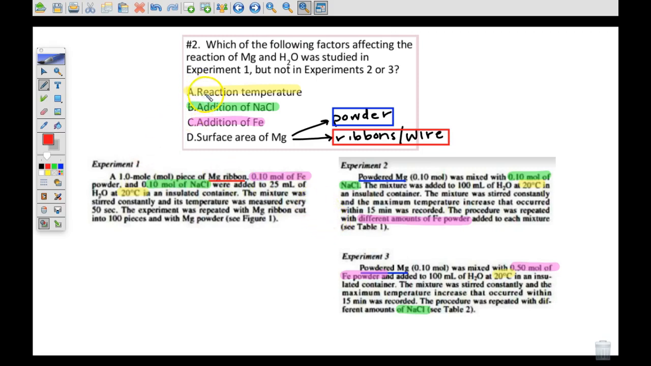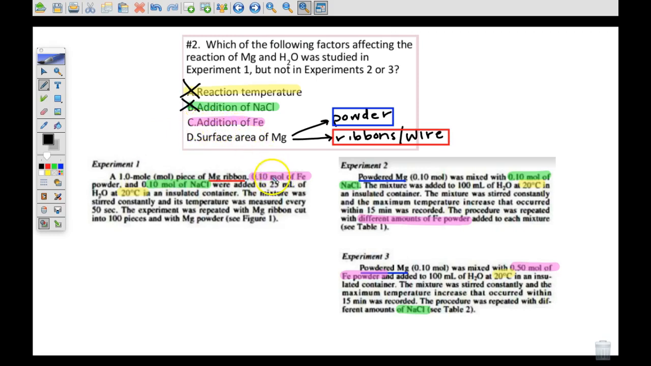So our first option is reaction temperature. So I went ahead and color-coded the potential responses here. So reaction temperature, but in all 3 experiments, the reactions are done at 20 degrees Celsius. So A is out as an answer. B, the addition of sodium chloride or table salt. All 3 experiments have the addition of sodium chloride, so that's also out.